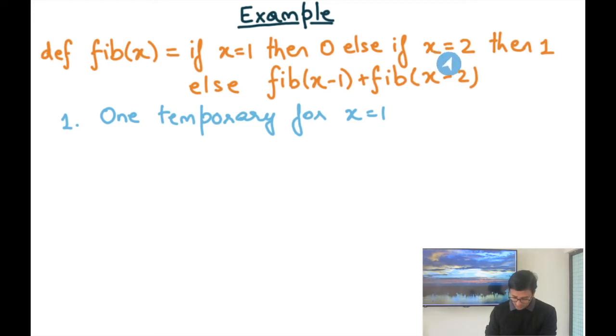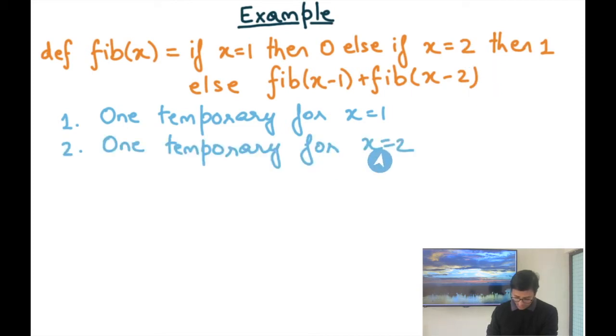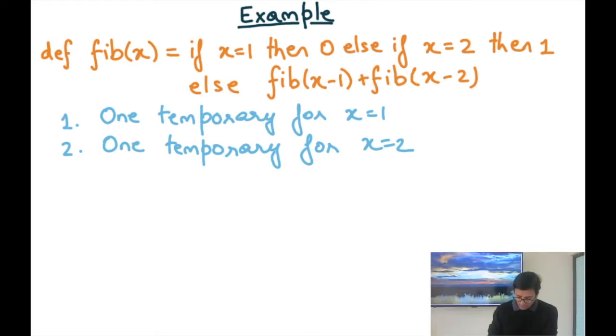Similarly, the same logic applies for the second comparison. So the else branch of the first if now has another equality comparison, x equals 2, and so I need a temporary for x equals 2. Then we have these two function calls, fib x minus 1 plus fib x minus 2. And for these function calls, we will have to push the arguments on the stack.